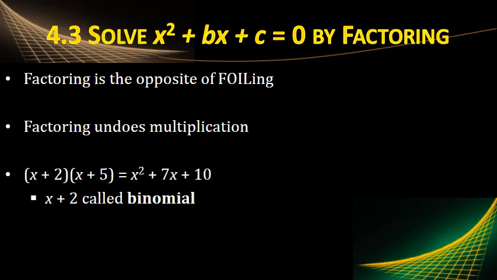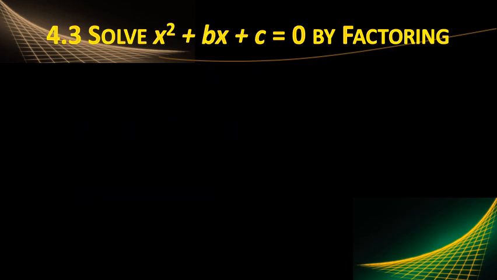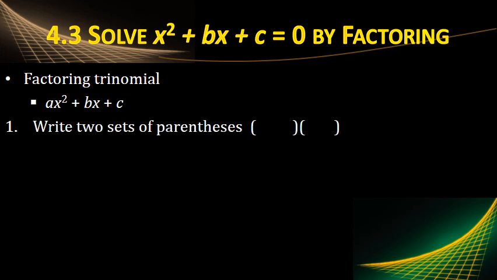The x plus 2 and the x plus 5 are called binomials because there's two terms, two numbers. And the x squared plus 7x plus 10 is called a trinomial because there's three terms. So to factor a trinomial, we start by writing two sets of parentheses. And then we guess and check.